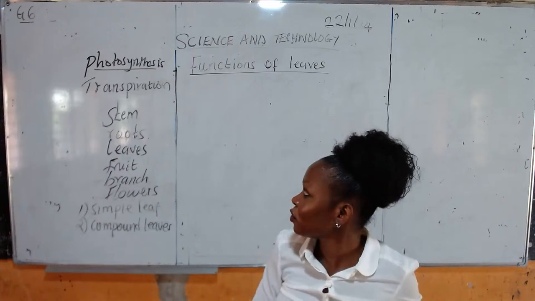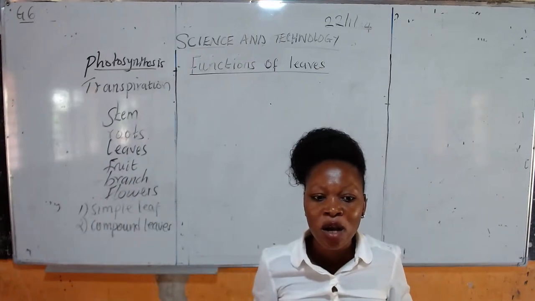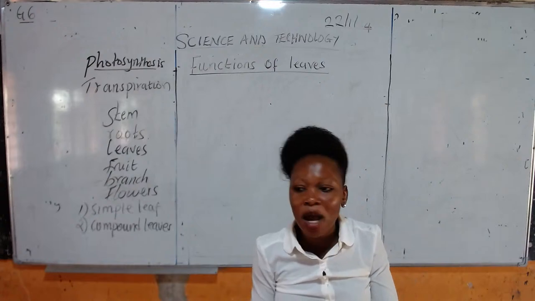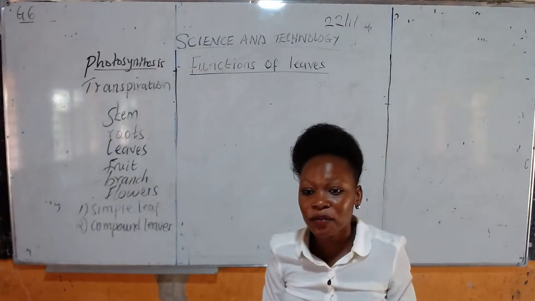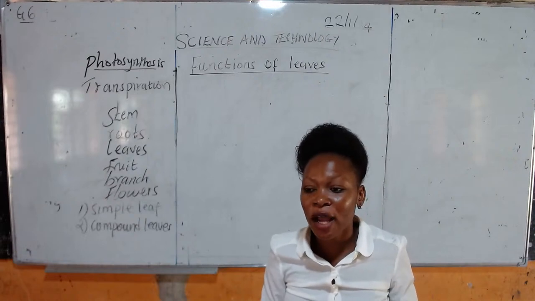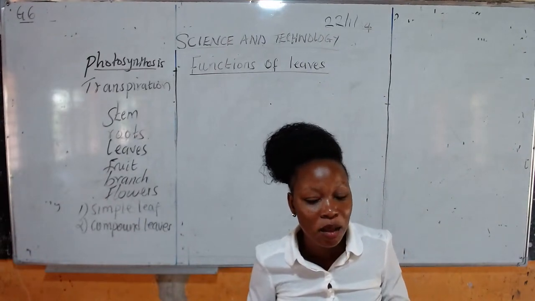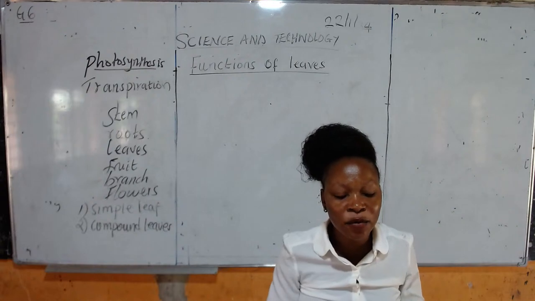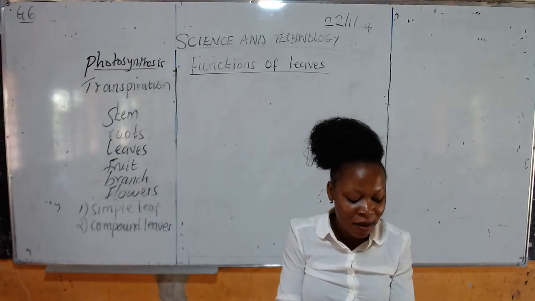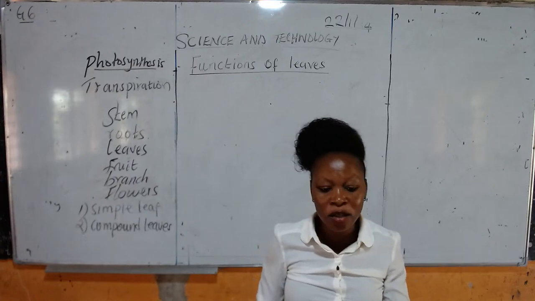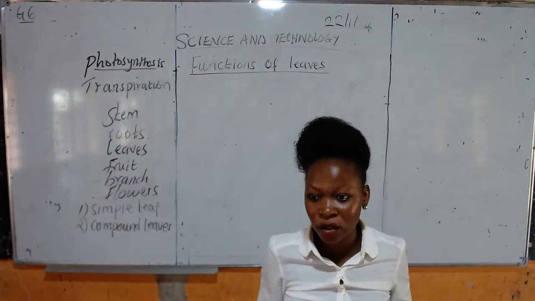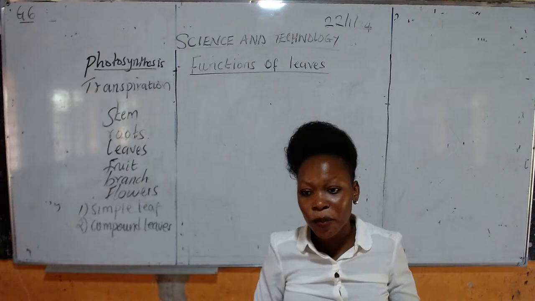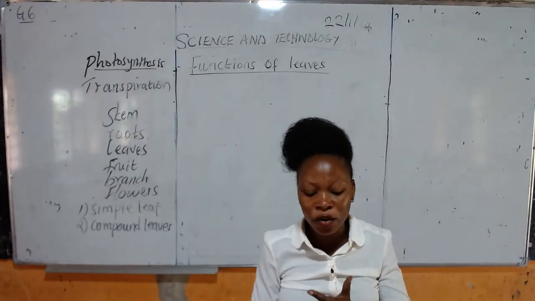Then we also talk of storage. We say that there are some plants which store their food in their leaves. For instance, which plants usually store their food in the leaves? Kale, cabbage, spinach, and pigweeds. So these are some of the plants which usually store their food in their leaves. So it is also another function. So the functions of leaves are photosynthesis, transpiration, and storing food for the plants.